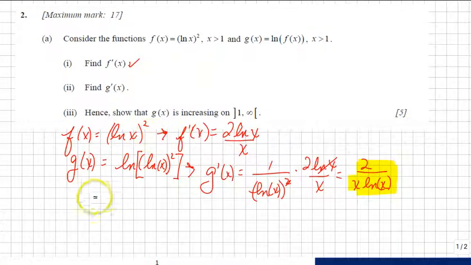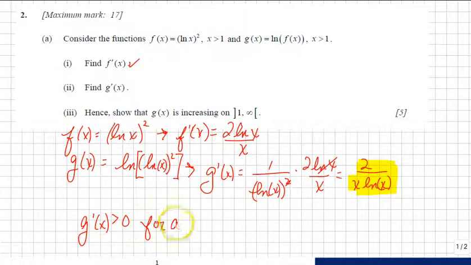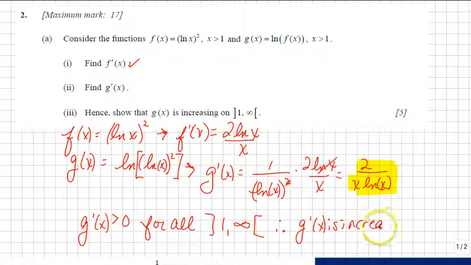And that's going to be increasing because we can say g prime of x is greater than 0 for all x in the interval 1 to infinity. That's always going to be positive because 2 is positive, x has to be positive from 1 to infinity, and ln of x is positive. Therefore, g prime of x is increasing! Okay, so part 2a is done.